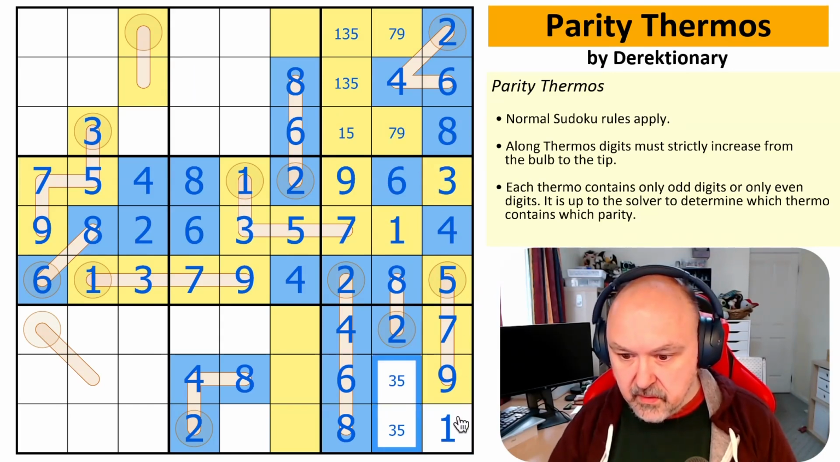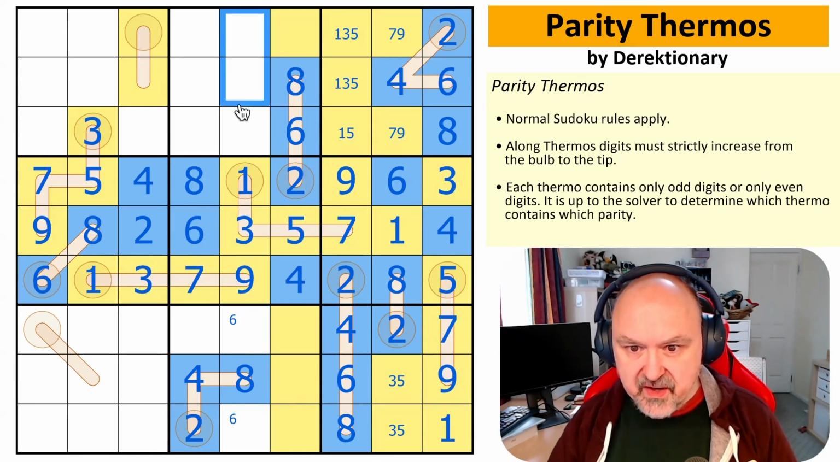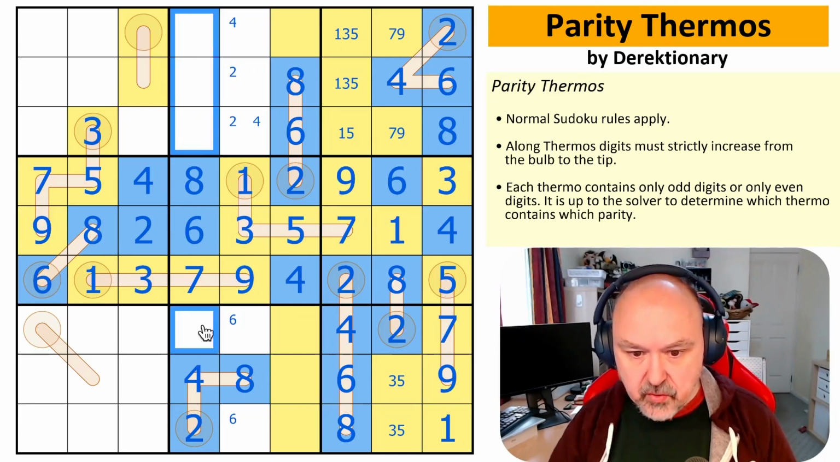1, 3, 1, no 1. These are, of course, odd. I have to put a 6 in one of those two. So 2 and 4 have to go up here. So 2 is in one of those two, 4 is in one of those two, which of course means all of those are odd, which I think I had before. But let's not dwell on the past.